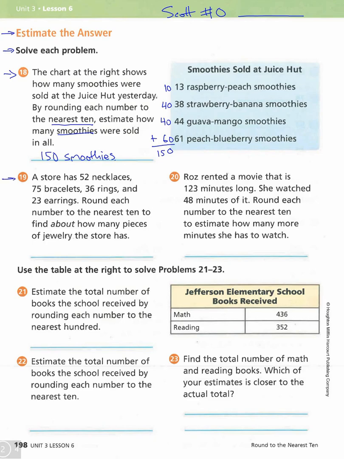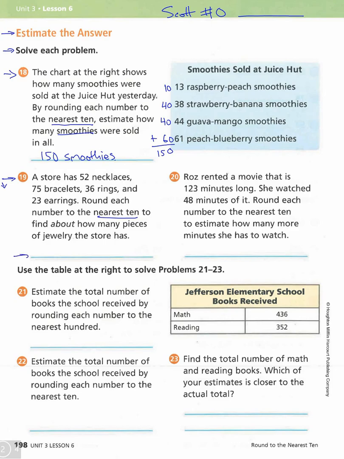Okay, so now we are going to look at number 19 here. It says, a store has 52 necklaces, 75 bracelets, 36 rings, and 23 earrings. Round each number to the nearest 10, and I'm going to underline that again, nearest 10, to find out about how many pieces of jewelry the store has. Okay, so I would say use this blank space over here to show, well, what does 52 round to? What is 75 round to? So I would use that space, and then it'd be easy for you to add up.